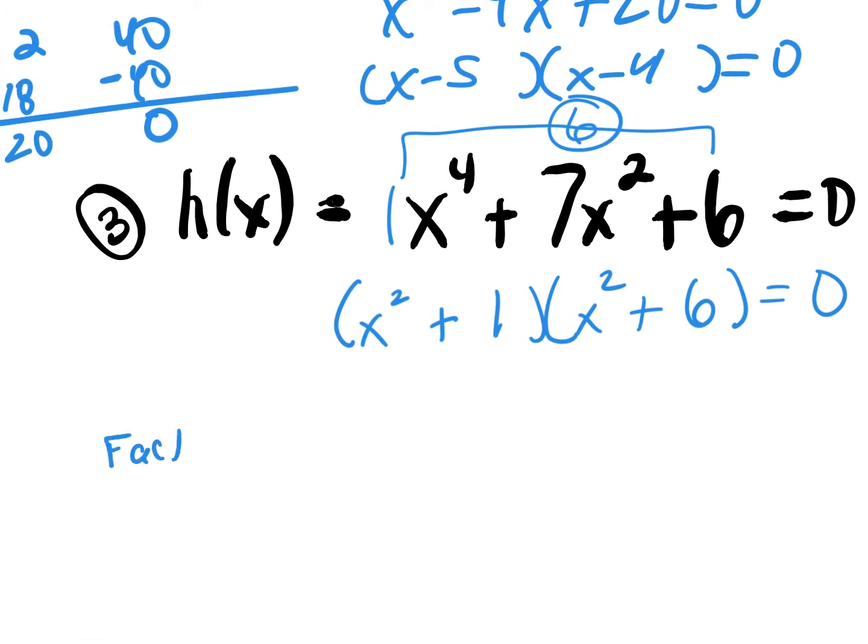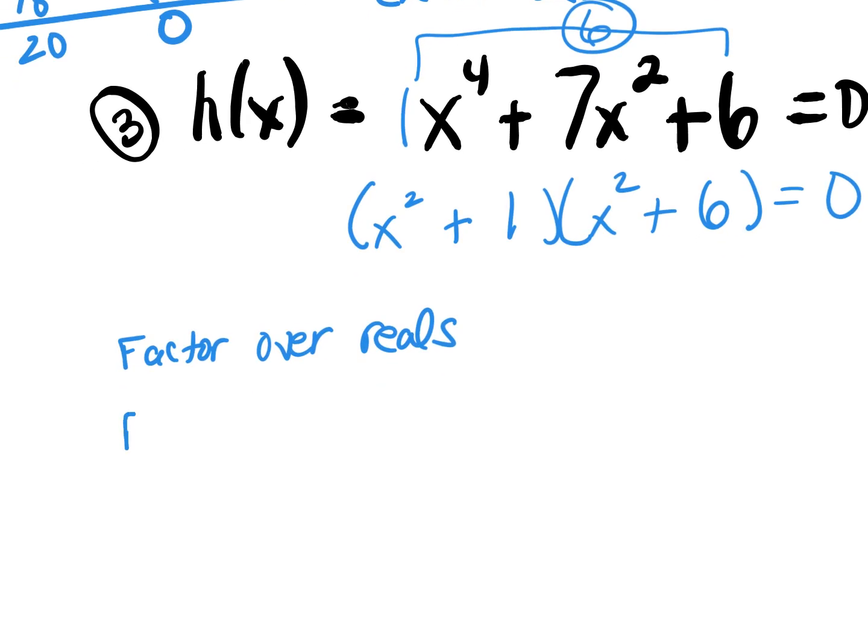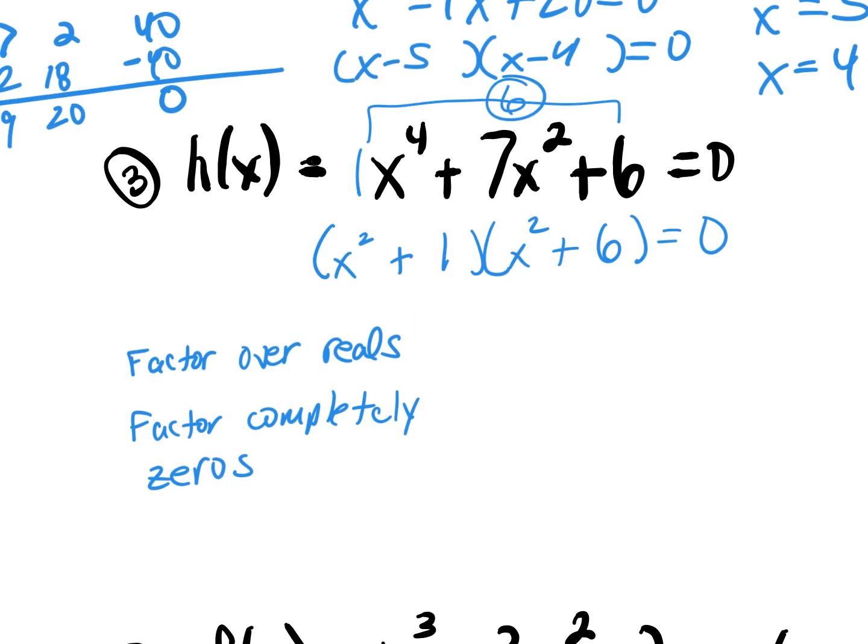Now, we're going to answer this question. We're going to factor over the reals. We're going to factor completely. And I want to know what the zeros are, what x equals. What do you know about x squared plus 1 and x squared plus 6? They're imaginary. They're both imaginary, right? So if you factor over the reals, your answer would be x squared plus 1 and x squared plus 6. Because do you have any real solutions here? No.